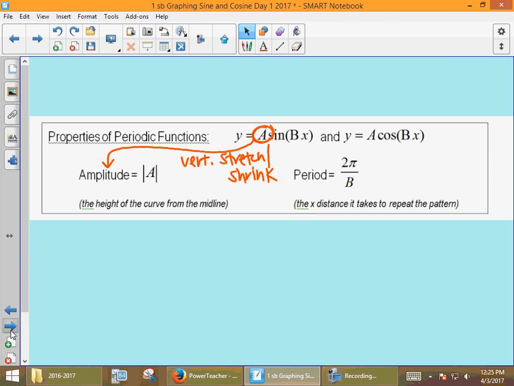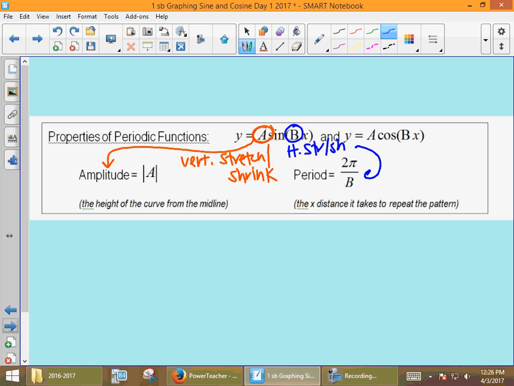Amplitude is the height of each individual wave, not the whole height of the graph. It would just be 1 for each wave. And then the period is going to start off being 2 pi, unless there's some horizontal stretch or shrink. And the horizontal stretch or shrink would happen here if there was one.